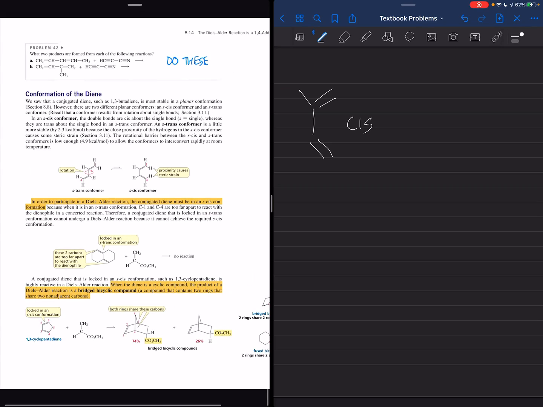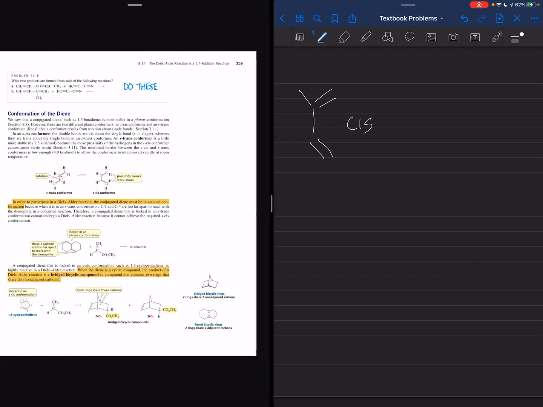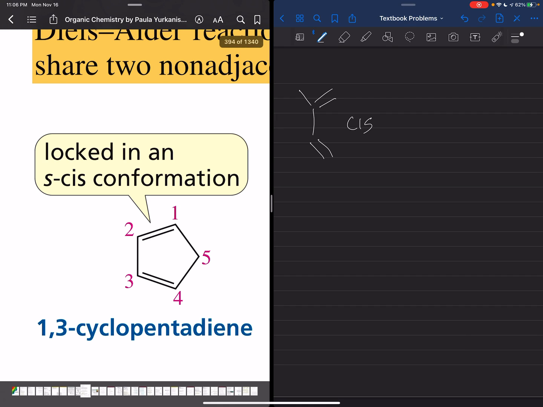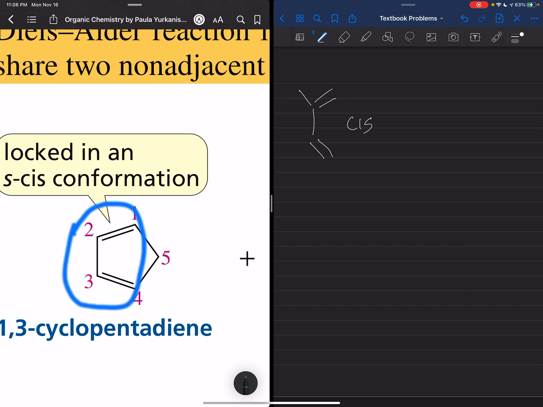Okay, but here's the thing. Even though this is cis, it's not locked. Well, can you make something that's cis that is locked? Well, you can, and they give you an example of something that's locked like this. So we're used to looking at part of this. We're used to looking at this in all of our reactions so far, but what if we lock it? That's kind of interesting. So let's take a look at this.